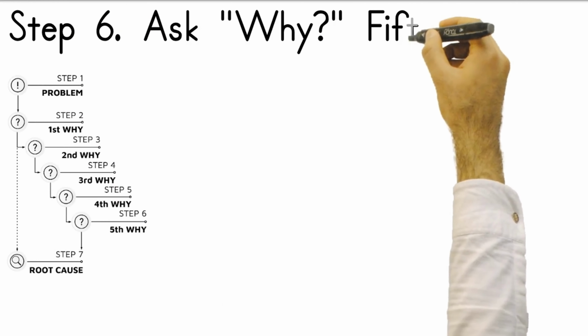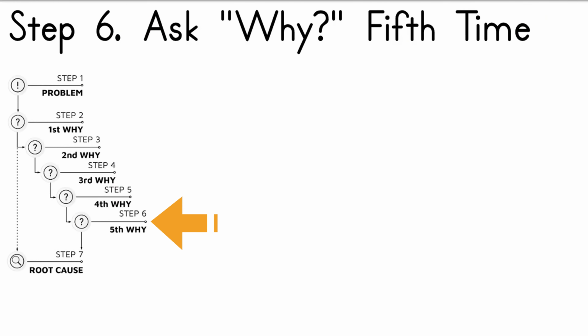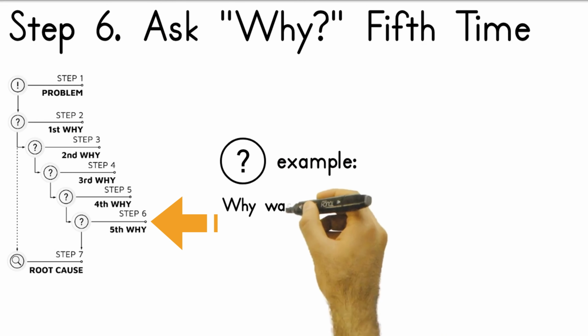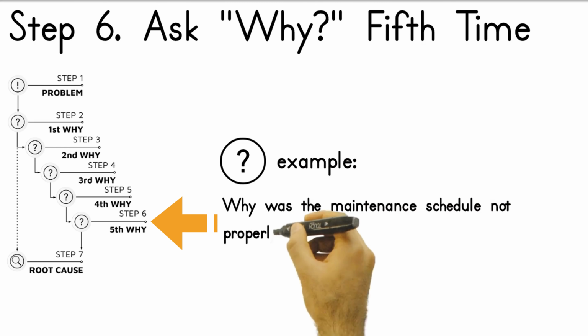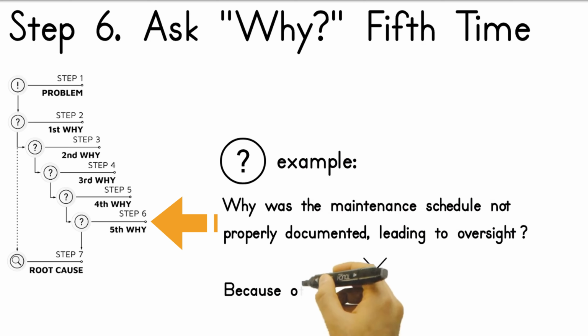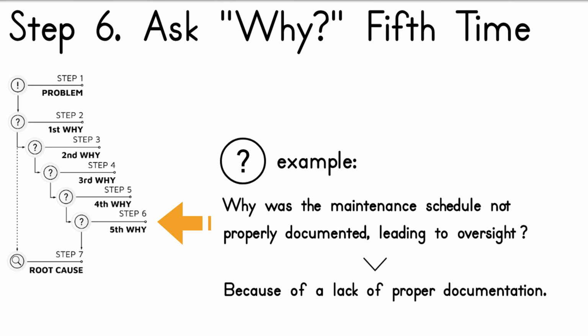Step 6. Ask why. Fifth time. Lastly, ask the final question to reach the root cause. In our case, why was the maintenance schedule not properly documented, leading to oversight? The answer may be, because of a lack of proper documentation.